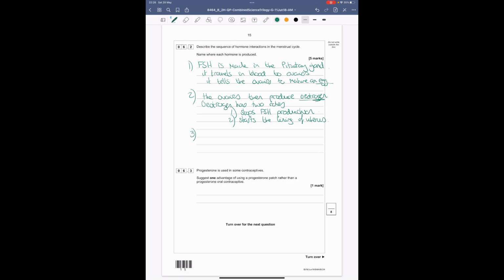When estrogen then stops FSH, it then triggers the pituitary gland to start releasing LH. So when the pituitary stops FSH production, it starts LH. LH travels back to the ovaries, and its job is to tell the ovaries to release the egg.